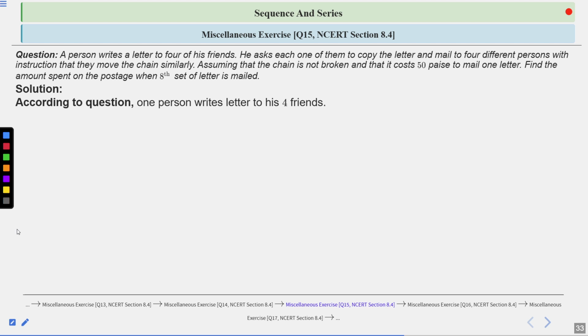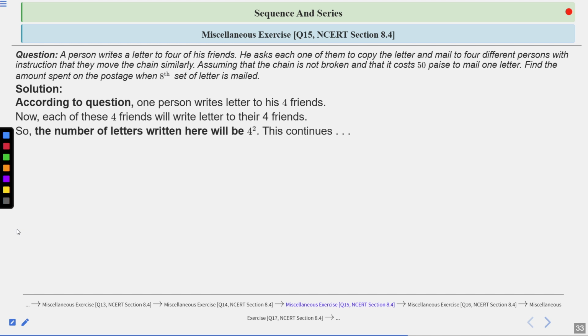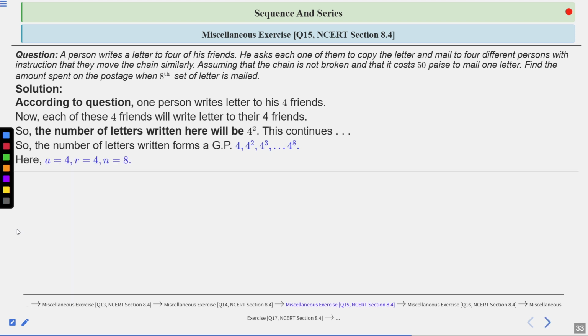According to the question, one person writes a letter to his four friends, right? Now each of these friends will write a letter to their four friends, right? So the number of letters written here will be equal to 4 squared, right? This continues. So the numbers of letters written form a GP, which is 4 squared, 4 cubed, up to 4 to the power 8, right? Here A is equal to 4, R is equal to 4, and n is equal to 8.